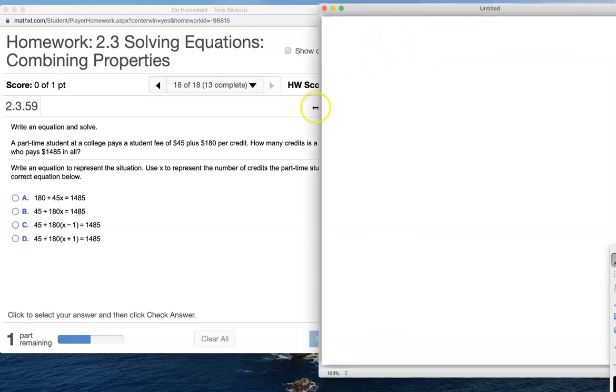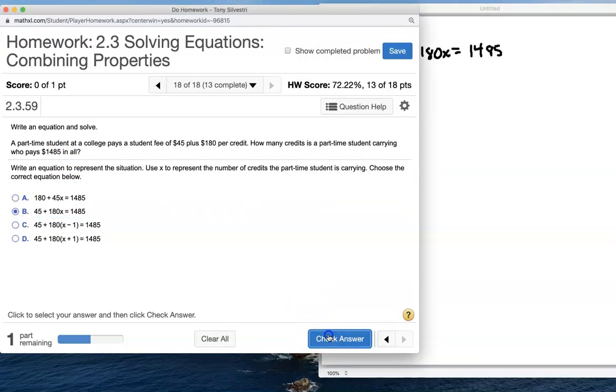Okay, so let's come up with a basic representation of a formula that comes up with how much she has to pay. She has to dish out $45, even though she got no credits. Now, for every credit, I gotta pay $180. So that's what we're saying. X is a credit, the number of credits. Every credit you get is $180 plus the $45 fee. And that's going to equal the $14.85 that they speak of here. So what do we got? That's the equation right there.